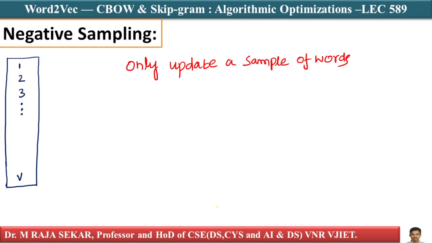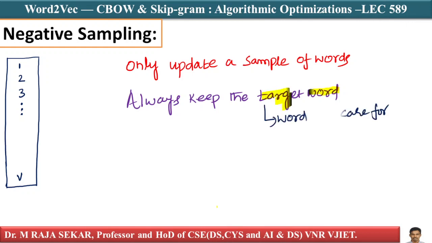How do you choose? And how do you sample this? Here we only update a sample of words, but how do you define the sampling technique? In this sampling technique, what you have to do is always keep the target word. Target word means the word you care for, isn't it? The word you care for is the target word.